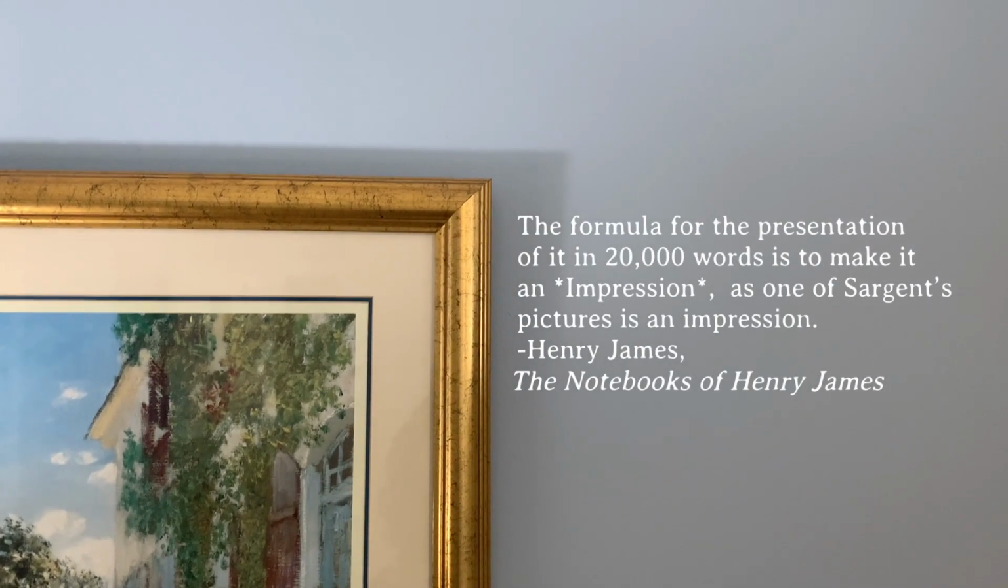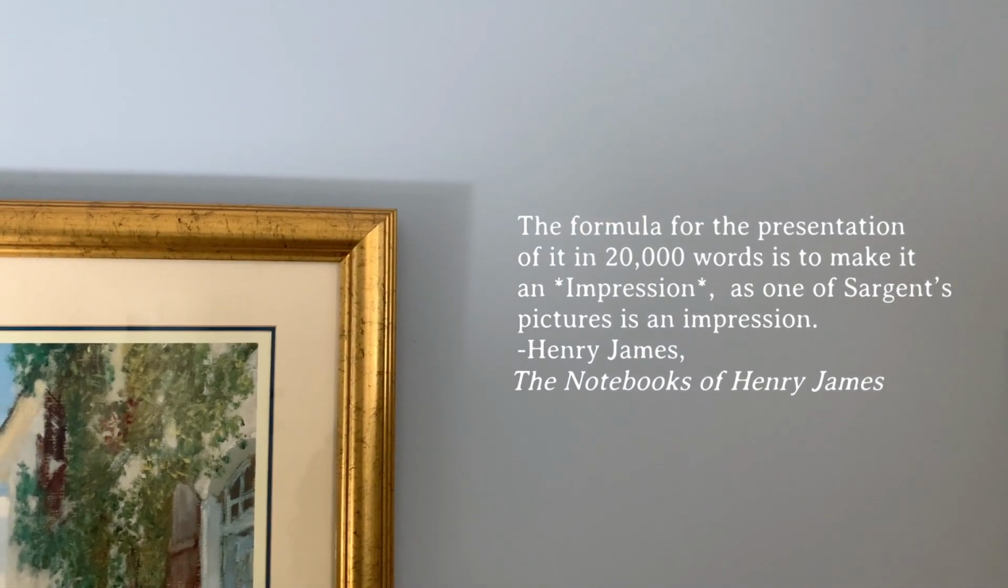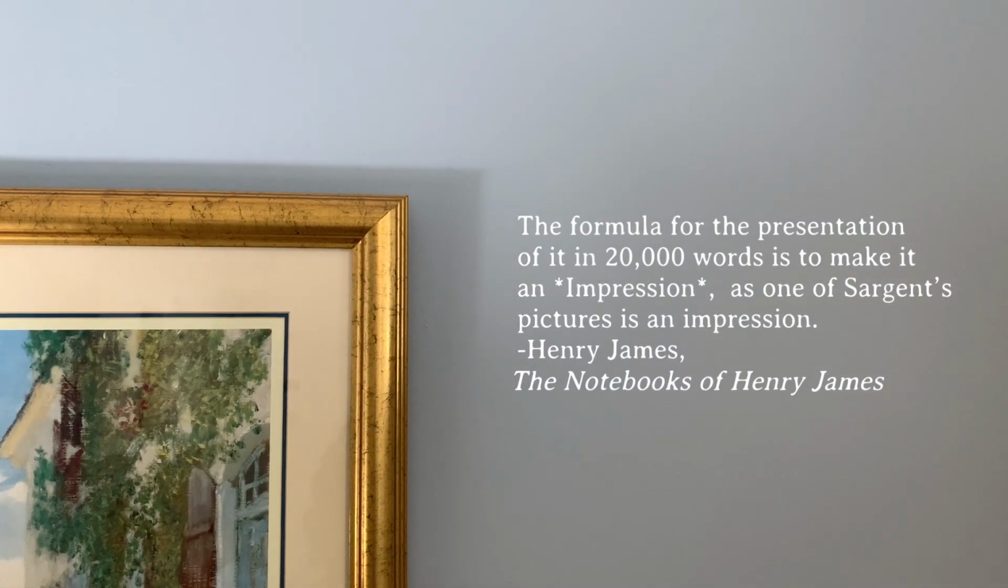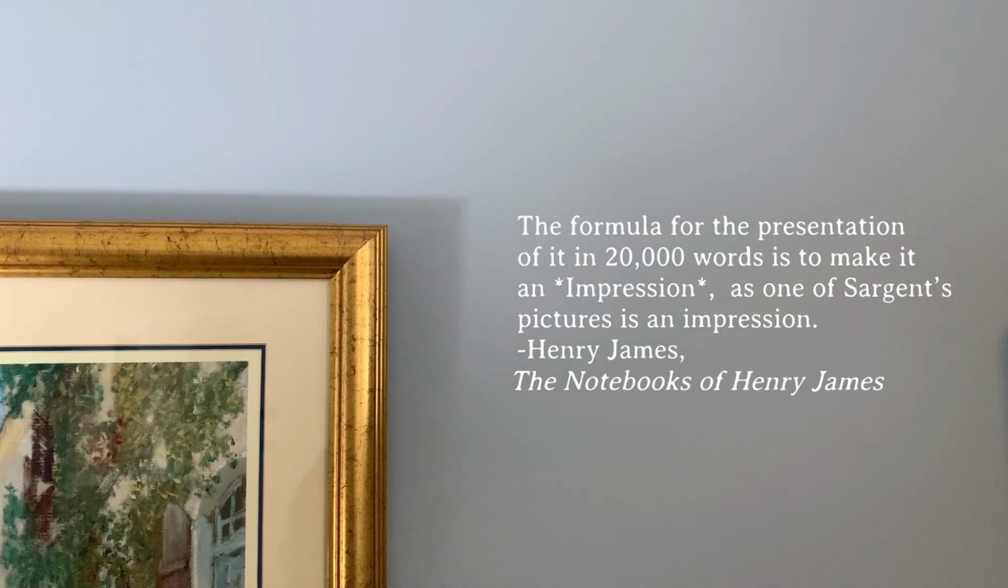And The Coxon Fund is especially interesting because when I was reading his notebooks, as one does, he was talking about how he wanted to make the Coxon Fund a much bigger work than his publishers were allowing him to make it. They said, the next thing that you're gonna write is gonna be 20,000 words. And he's like, I don't know how I'm gonna fit it in there. So what he says is the formula for the presentation of it in 20,000 words is to make it an impression, as one of Sargent's pictures is an impression.